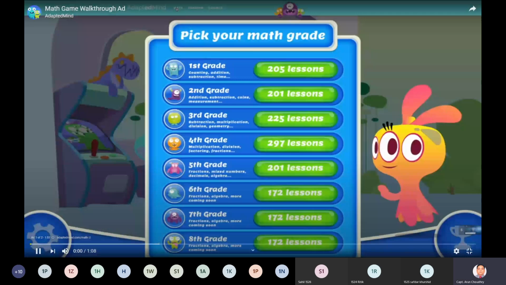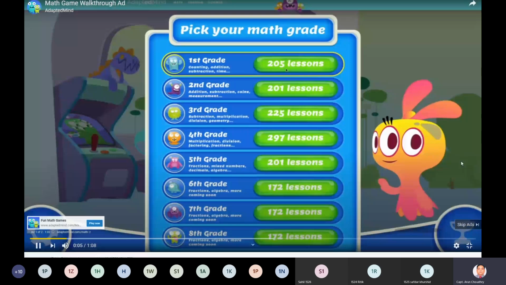0 degree equator से Woo! Adapted mind math! Come explore the site with me. I'm in first grade, so I'll pick that.